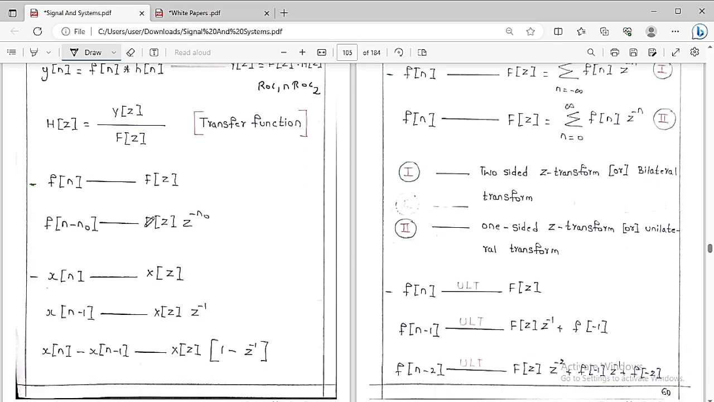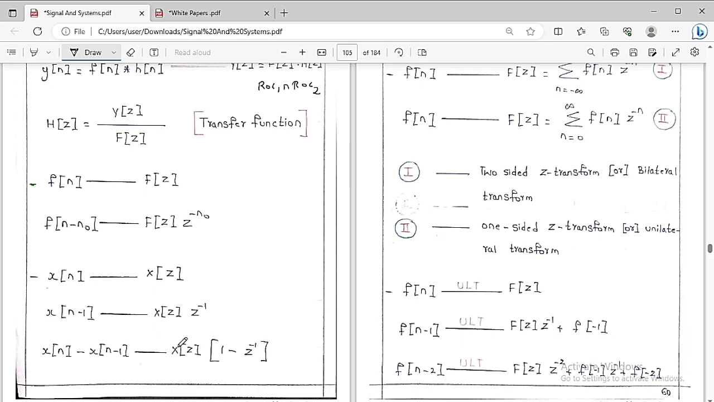With the help of this formula, let's apply the concept here. For x of n, the Z transform is X of z. For x of n minus 1, the Z transform is z to the power of minus 1 into X of z. For x of n minus x of n minus 1, what is the Z transform? It is the separation of these two things, so X of z is common. So 1 minus z to the power of minus 1. If you take X of z as common, then we are going to get 1 minus z to the power of minus 1.